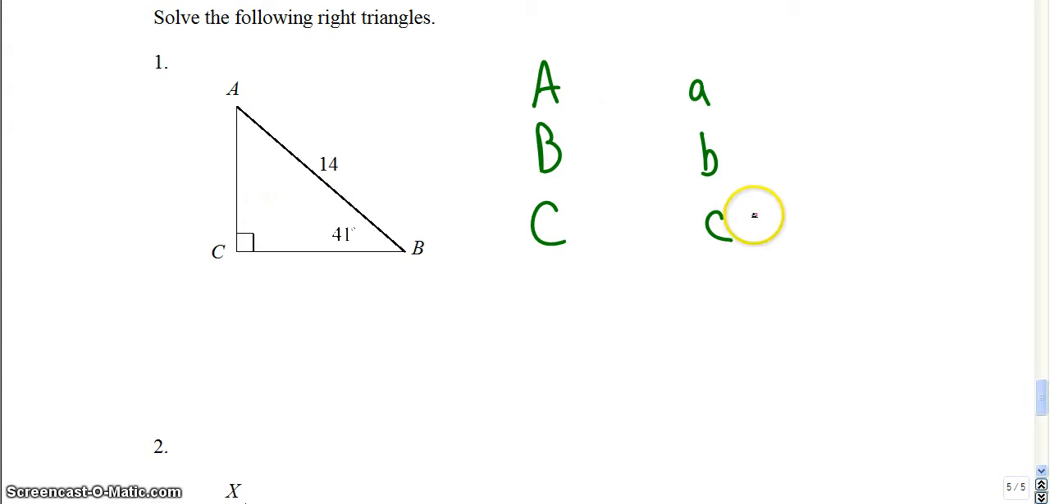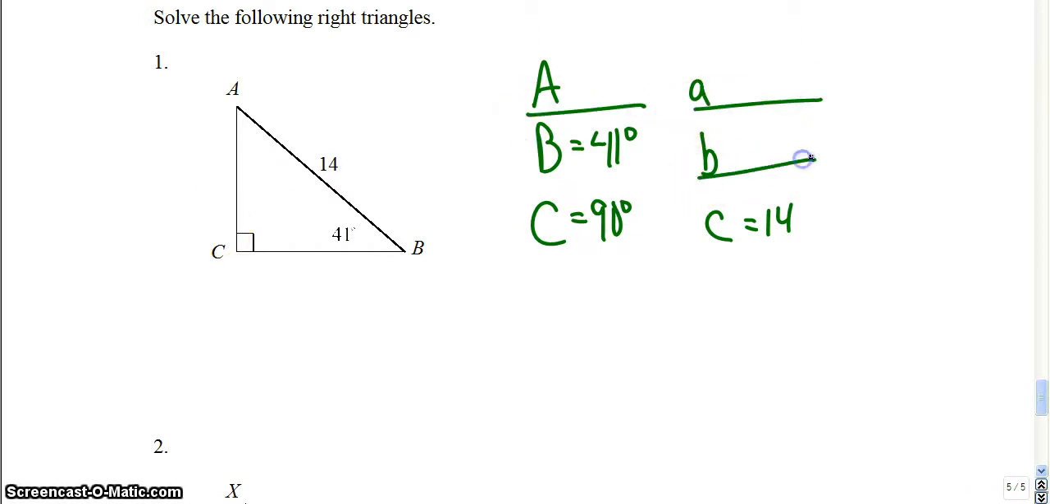We know from the given that little c is 14. We know that angle B is 41 degrees, and we know angle C is 90 degrees. Those things are given to us over here in the original problem. I don't know capital A, I don't know little a, I don't know little b. First I'm going to find capital A. Capital A is complementary with the 41 degree angle, so capital A is 49 degrees, and it is exactly that, so I can put the equal sign.